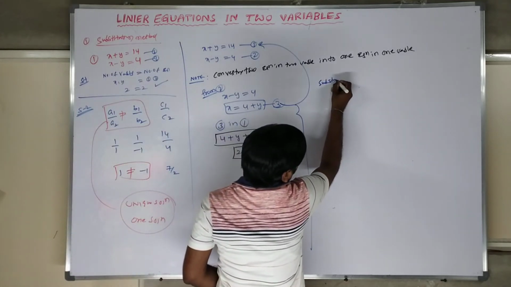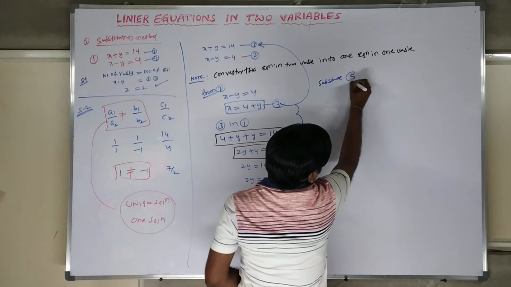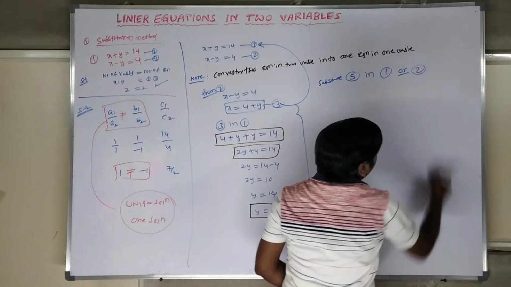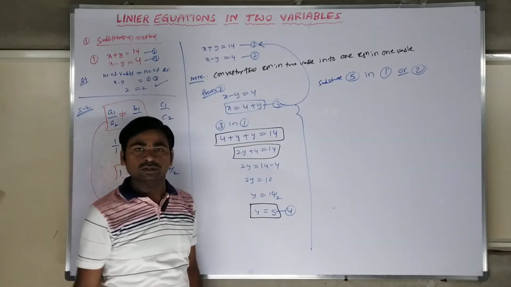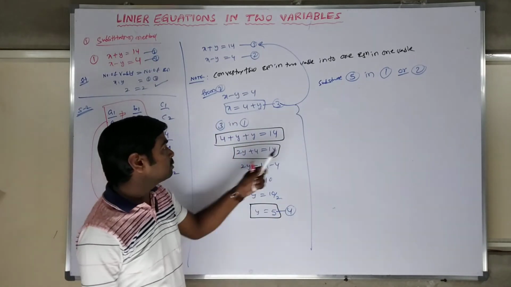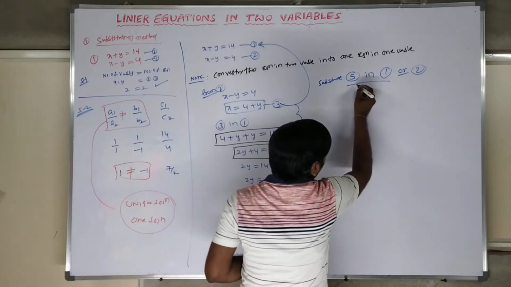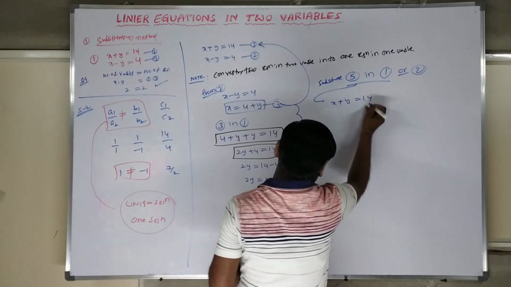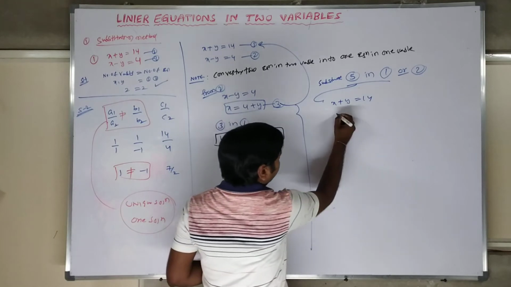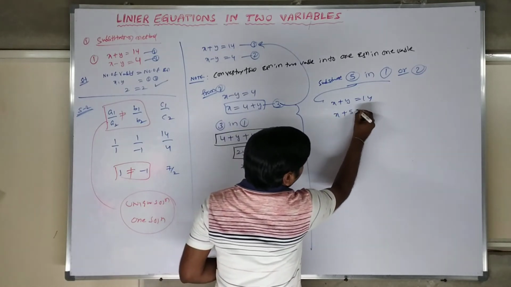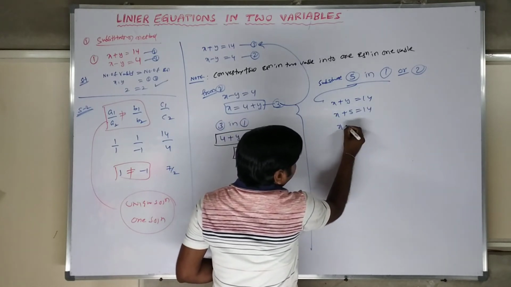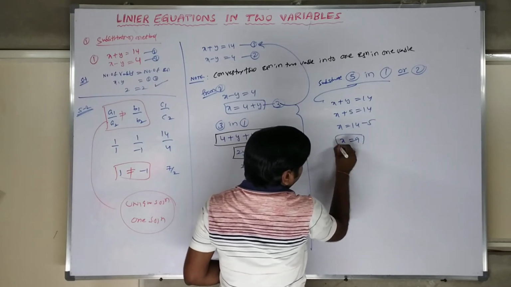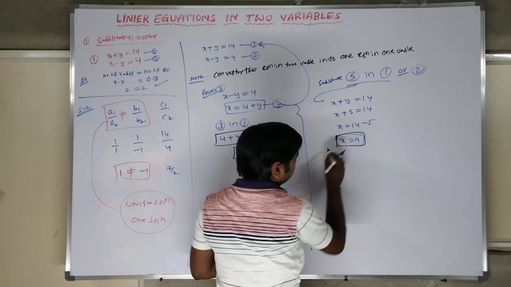Substitute equation number 5 in 1 or 2. Any one you can substitute. Options are yours. Whichever is easy, you can substitute. I am substituting in 1. Equation 1 and 5. So what is this? x plus y is equal to 14. What is our y? y is equal to 5. So x plus 5 is equal to 14. So x is equal to 14 minus 5. So you are getting x is equal to 9. You got x is equal to 9.